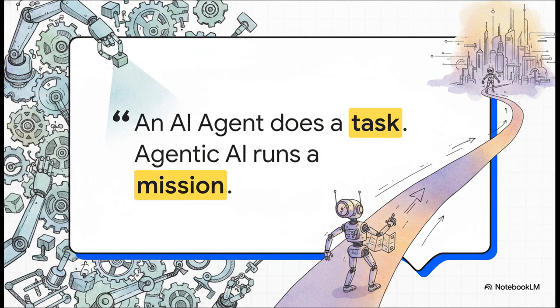I want to leave you with this final provocative thought to summarize everything we've covered today. An AI agent does a task. Agentic AI runs a mission. One is a brilliant reactive tool, the other is a proactive, self-correcting system. The leap from task to mission is exactly where the future of software is being written right now. So, looking at your own projects and your own goals, which one will you build next?